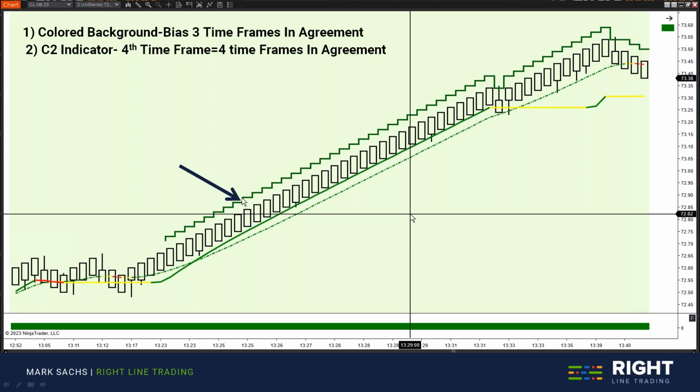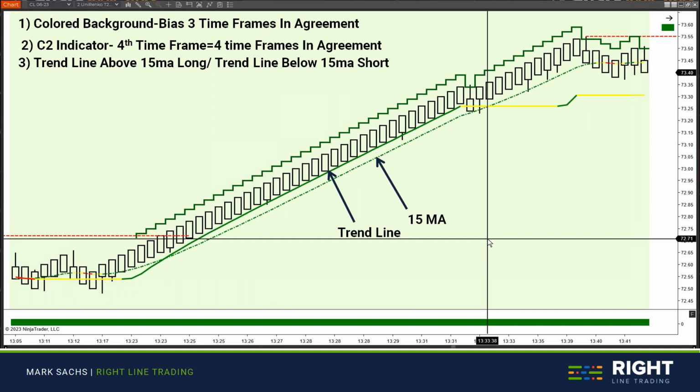So when you bring in the C2 indicator, now you have a 4 time frame buy and a 4 time frame sell condition, right? The next rule, the trend line, which is the solid line, needs to be above the 15, right? So it needs to be above the 15 going long, and it will be below the 15 going short. That's an important rule because it keeps you out of chop.